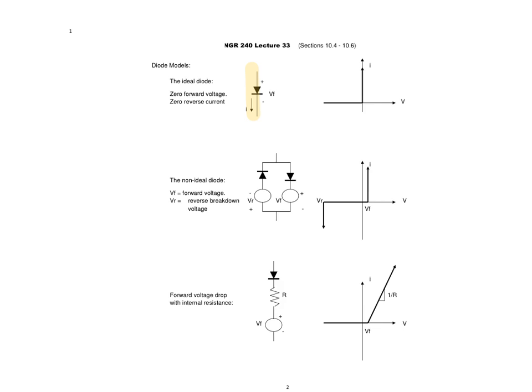We can graph this and show the current versus voltage curve, as you see right here, that as long as the diode is conducting in the forward direction, we will say that it has 0 voltage drop. This is the ideal diode right here.